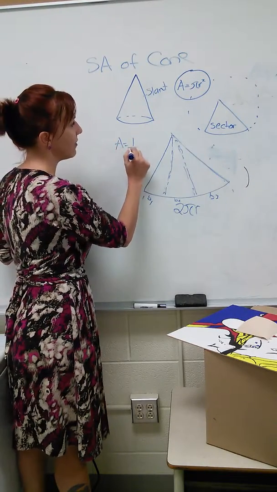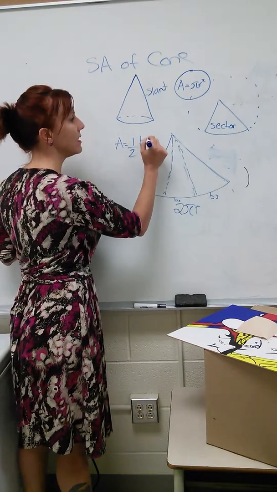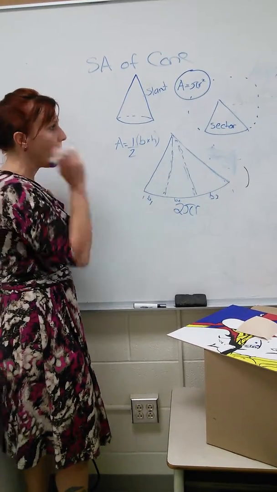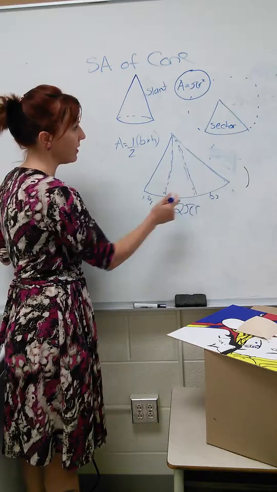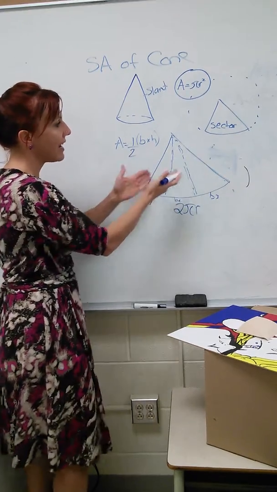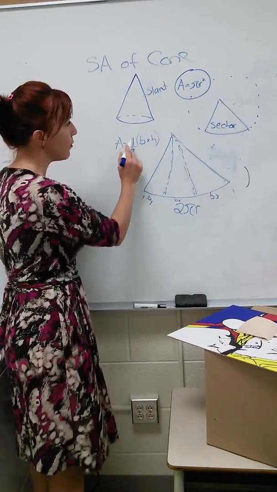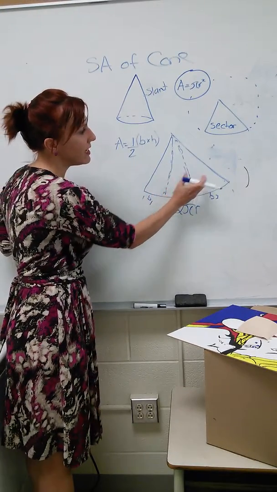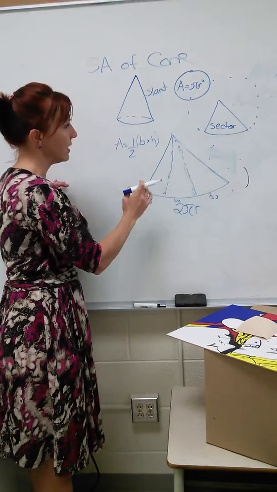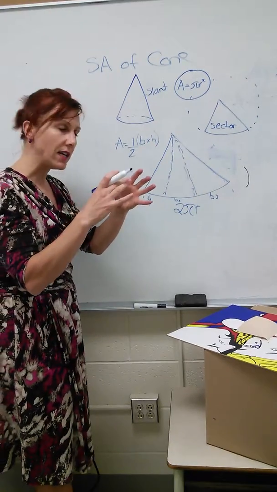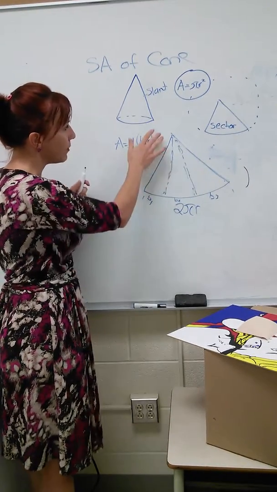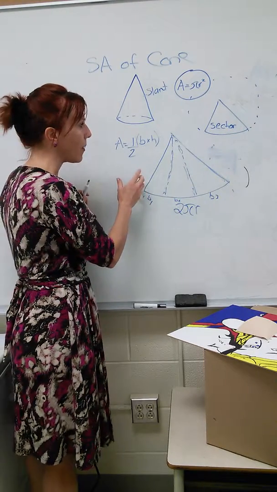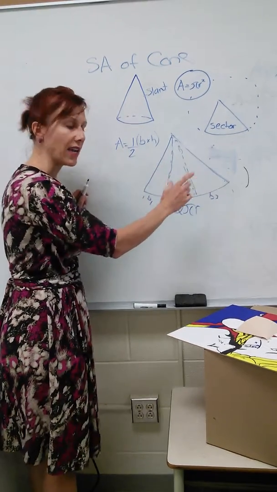Area is half times my base times my height. I have many of these, so if I added them all up, I would still end up with half the base times the height. Because each of these is a triangle and we consolidate them, we can use this formula to help us calculate the area of this sector.